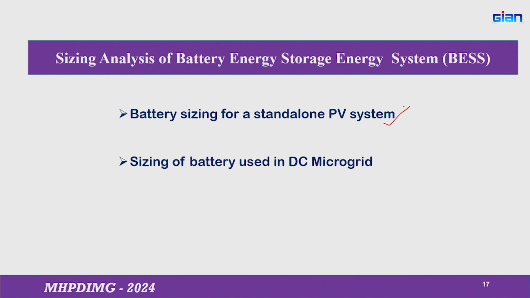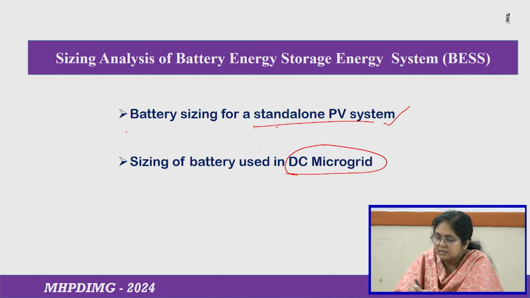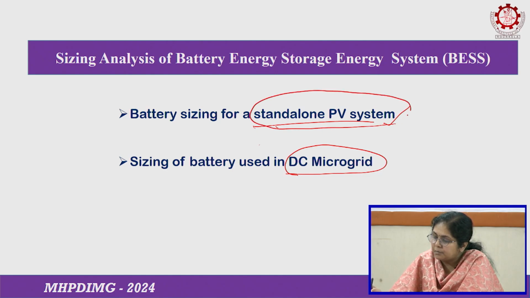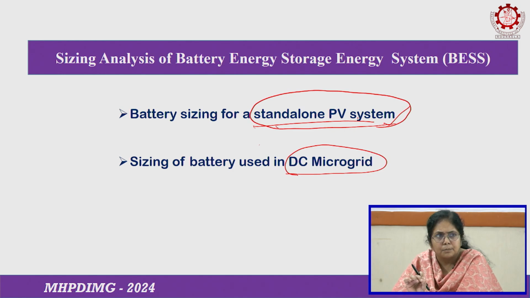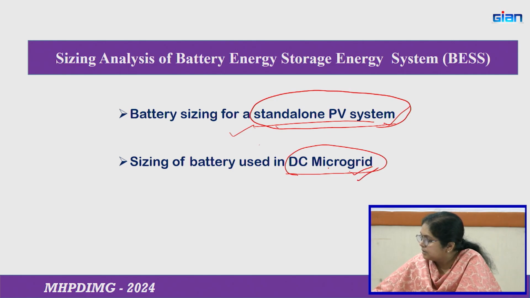For that, I will take two examples. One is battery sizing for a standalone PV system, and the other is a battery used for a DC microgrid. Both are standalone, for a load. In the first case I will talk about the whole system, not only the battery sizing, with a very simple complete example where each component of the standalone system will be designed. Then I will give one assignment on that, then go to the sizing of the battery for a DC microgrid application. So these two things are left, which I will discuss now.